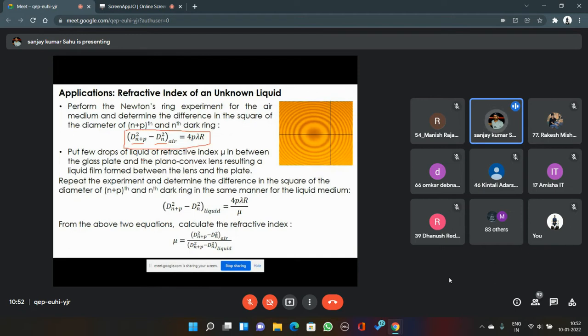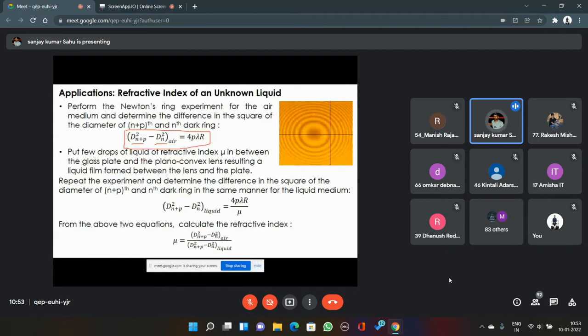Now, after doing this measurement, take a few drops of that liquid. Few means 1 to 2 drops, and put those drops on the plain glass plate. After putting those drops of liquid, place the plano-convex lens over there. Whatever gap is there between the plano-convex lens and the glass plate will be filled up with that unknown liquid, for which you are going to find out the refractive index. The film prepared, using which you are going to generate a Newton ring pattern, will be of that liquid.